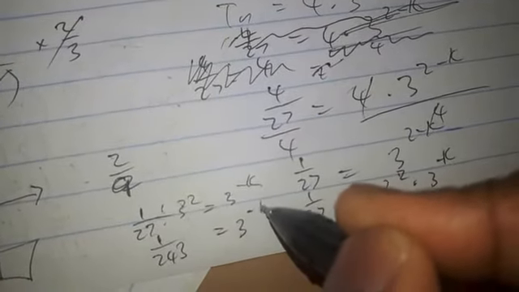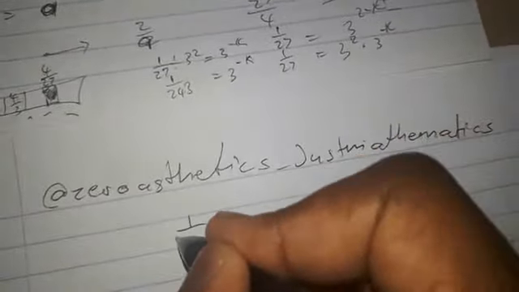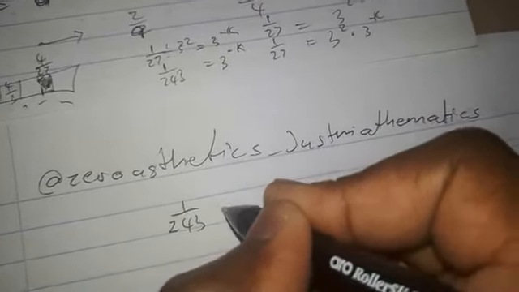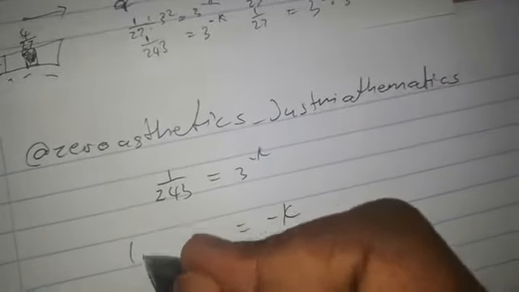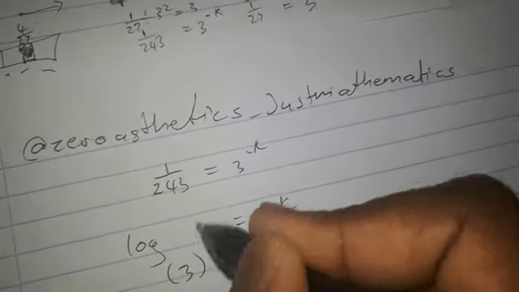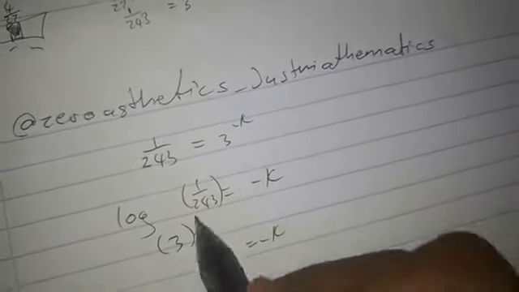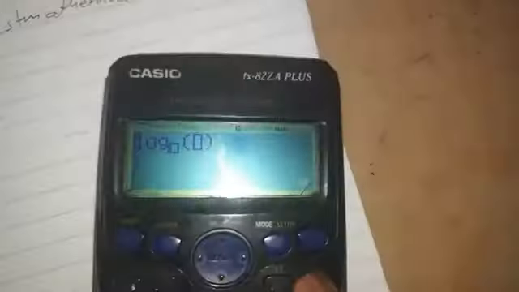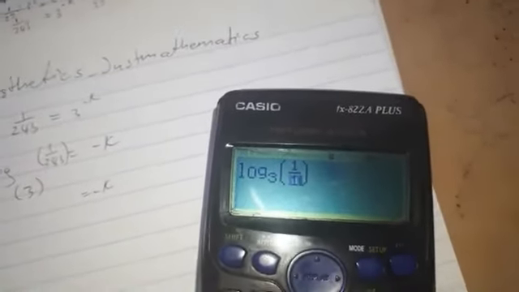To work this out, I would just use logs. I'll use another page, since I don't need to squash everything in. So this is 1 over 243 equal to 3 to the negative k. Using logs, we can leave the exponent on its own, log the base, and then the value. And then here is negative k. Put all this in the calculator: log base 3 of 243.